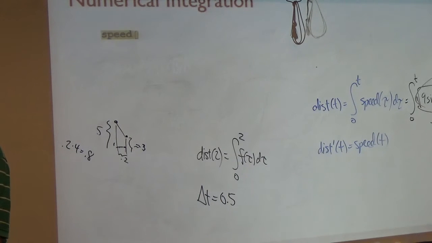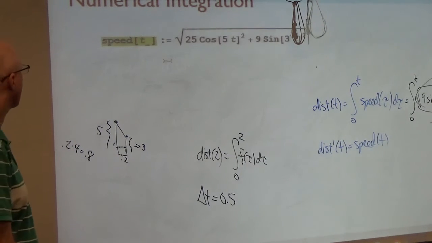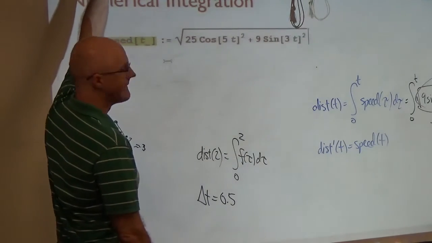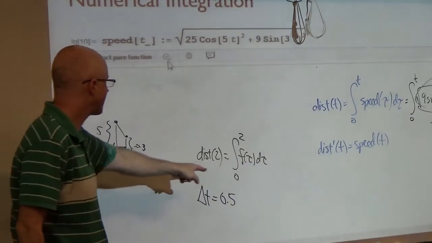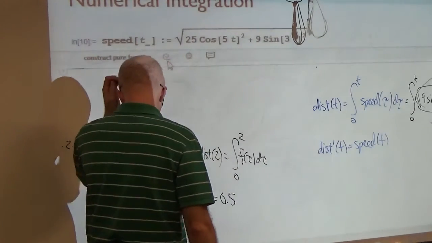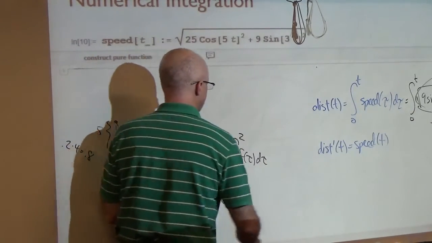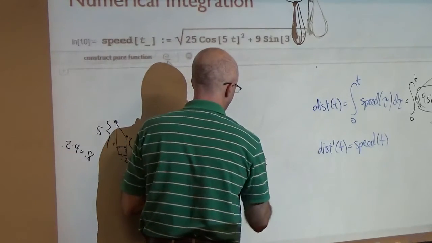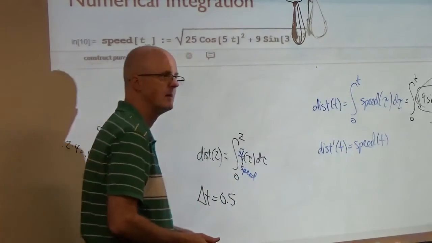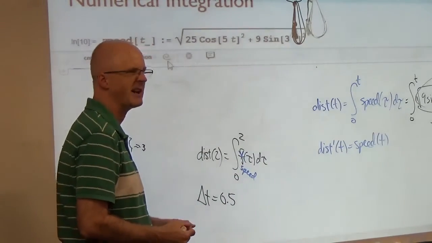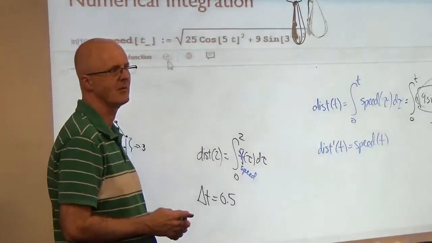Speed, I'll go ahead and call it t. Speed of t here is that formula. This is the thing that I'm calling f here. Probably shouldn't call it f. It's the speed. I could call it h or something. Whatever.